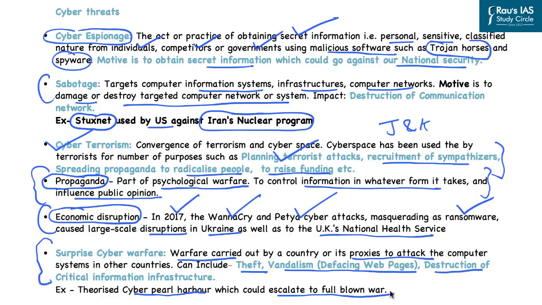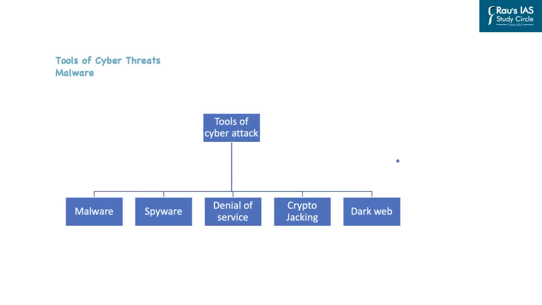In this line, let us look at what are the tools that are used to conduct such kind of cyber warfare. Now, to carry out cyber warfare with certain intended motives, the cyber attackers or the countries can use these tools that are available right now. These include malwares, spywares, denial of service, cryptojacking, as well as dark web. So let us look at all these aspects one by one to understand how these tools can be utilized to conduct cyber attacks against the enemy state.